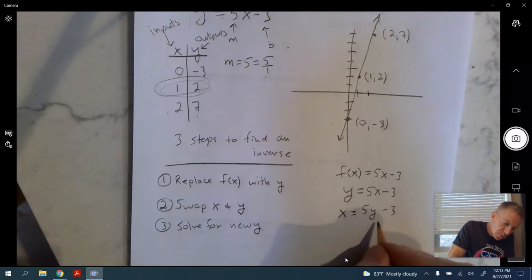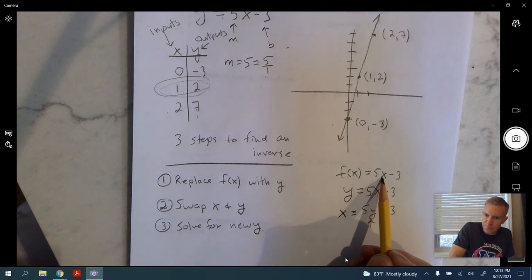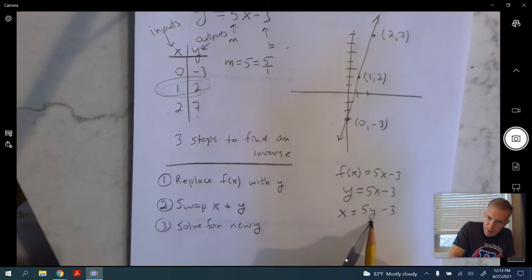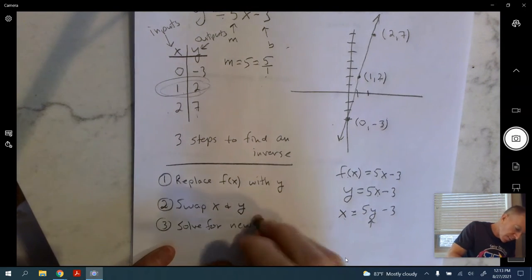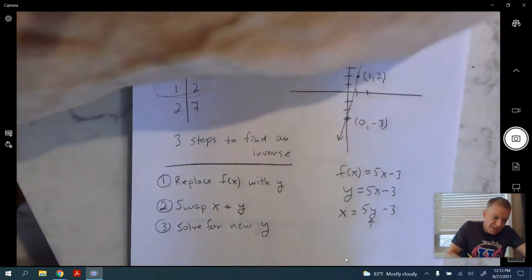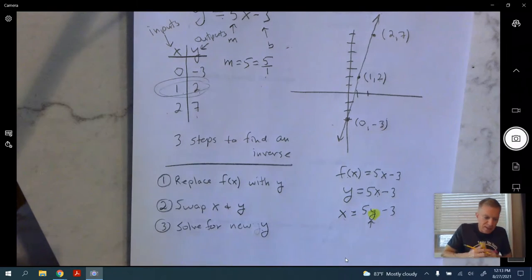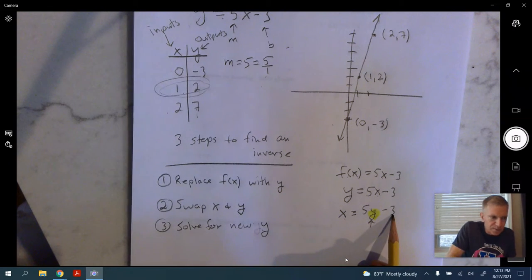Okay, here's our new y. We call it a new y because it used to be an x in the original function. Now we want to get this y by itself. So to get this thing by itself right here, we have to get rid of the 5 and get rid of the minus 3.